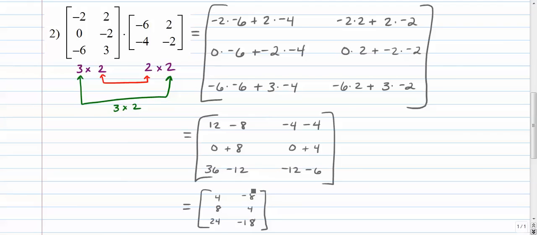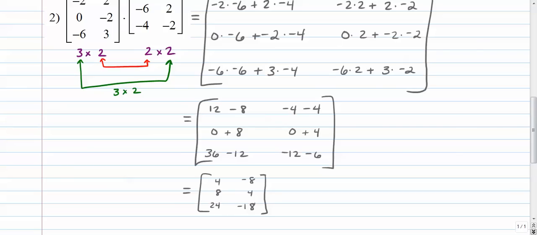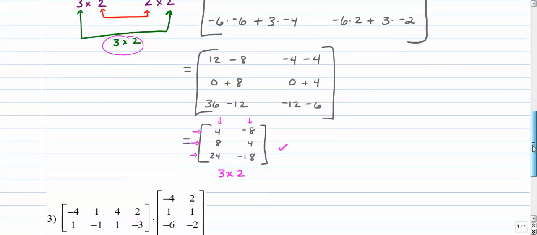So that is the answer. Again, just to check to make sure we're good to go. The product matrix was supposed to be a 3 by 2. So 1 row, 2 rows, 3 rows, and 2 columns. So that checks out. Alright, last one.